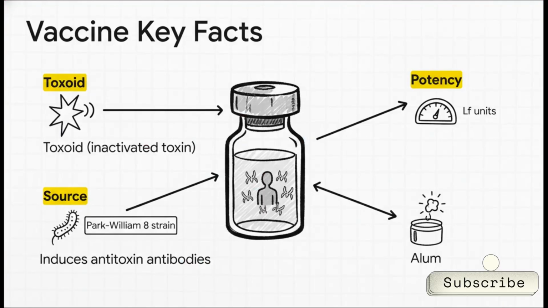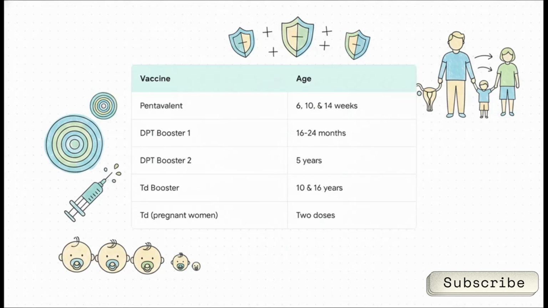These are your must-know facts. The diphtheria vaccine is a toxoid. That means it's the inactivated toxin, not the whole bacterium. It's made from a specific strain called Park-Williams 8. The whole point is to train our bodies to make protective antitoxin antibodies. Its potency is measured in Lf units, and alum is added as an adjuvant to give the immune response an extra kick. And here it is, the complete vaccination schedule you need to know for your exams.